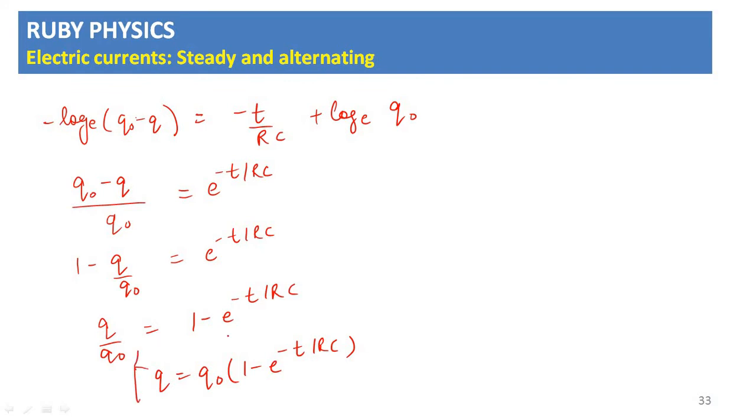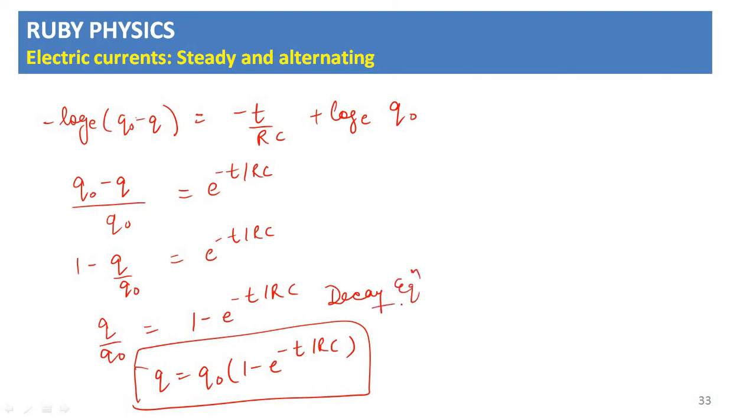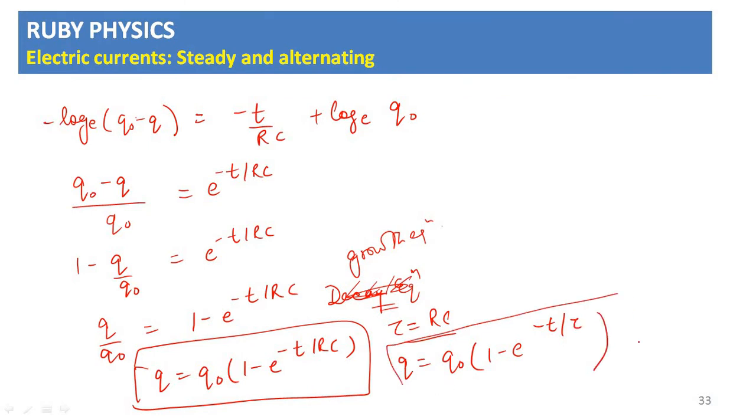So this equation which I have got here is the growth equation. I am sorry, by mistake I said decay. So it is the growth equation, and here tau is RC, the time constant. So we can write it as Q is equal to Q naught times 1 minus e to the power minus T upon tau. So this is the time constant tau.